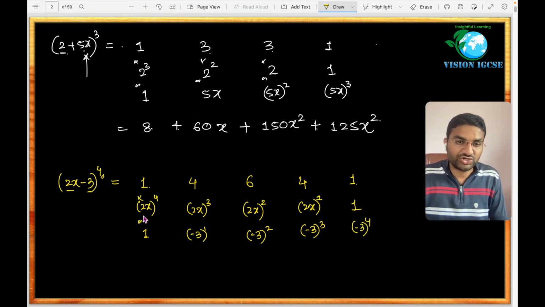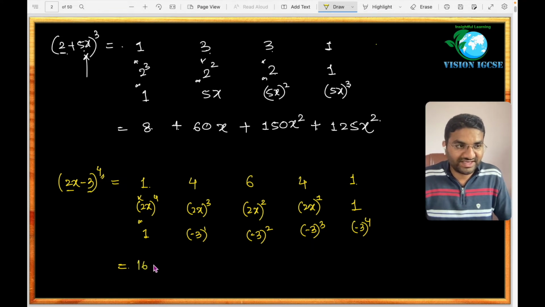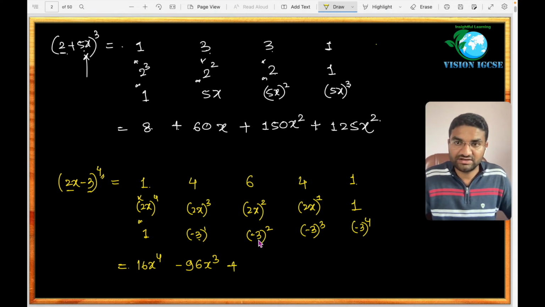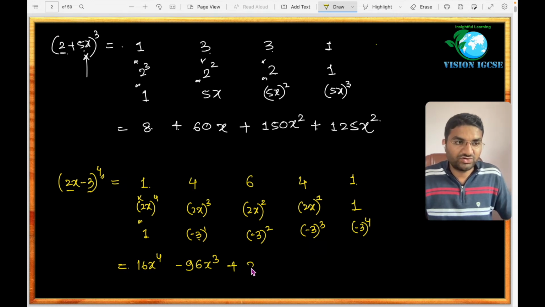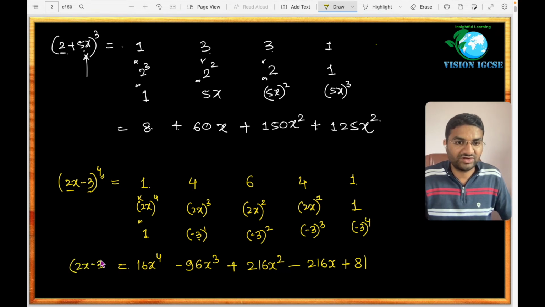You have to again multiply each term: 1, 2x raised to 4 and 1, and write it down simply. Even here you have a negative sign, so you have to take the negative sign as well, because the negative sign has a significant value in mathematics. So here 16x raised to 4. Then negative 3 times 2 cube, which is 8, times 4, is 96x cube. Then plus 6 times 2 square, which is 4, times negative 3 square, which is just 9, so it's 216x square, minus 216x plus 81. So that is (2x - 3) raised to 4.